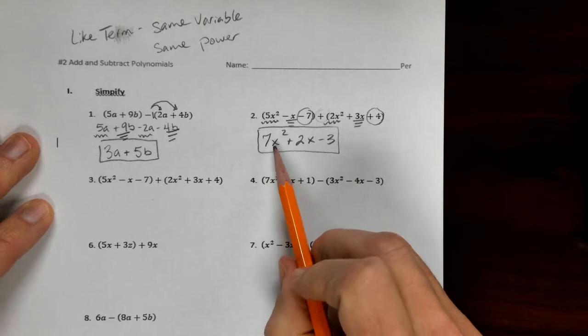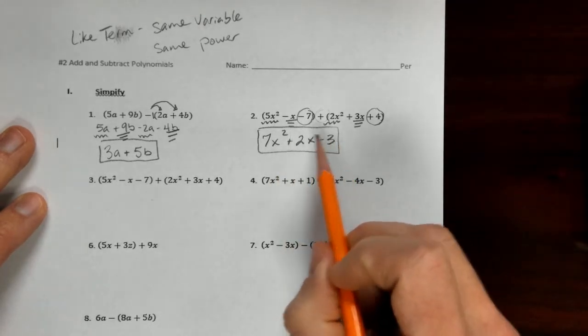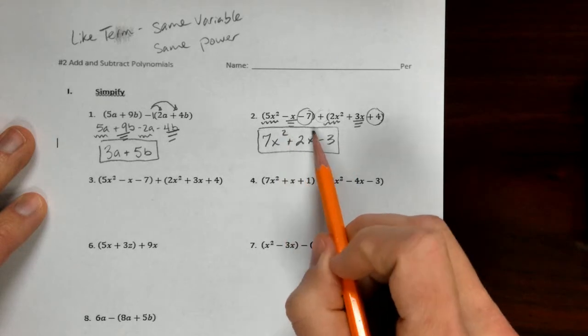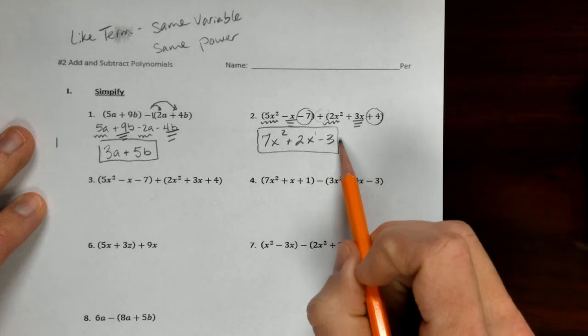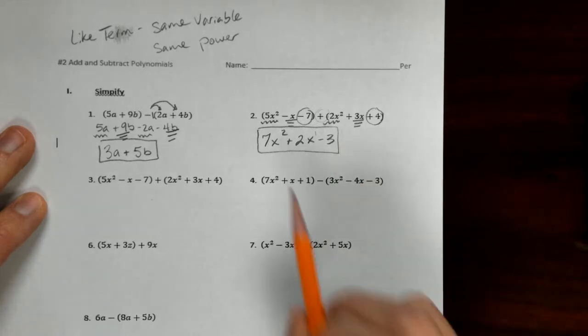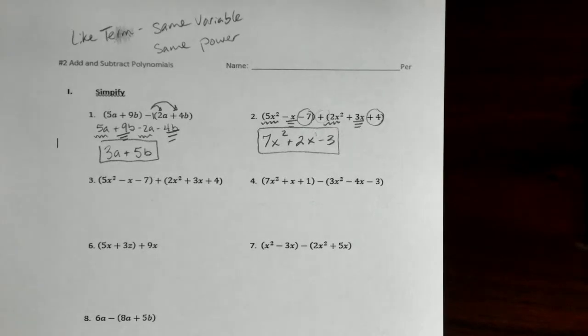Notice that I have written this in what we call standard form. That is in descending exponent order. So this is x to the second power. This is x to the first power. And this is x to the 0 power. There is no variable here. That's what we call standard form. Always, always, always need to write it in standard form.